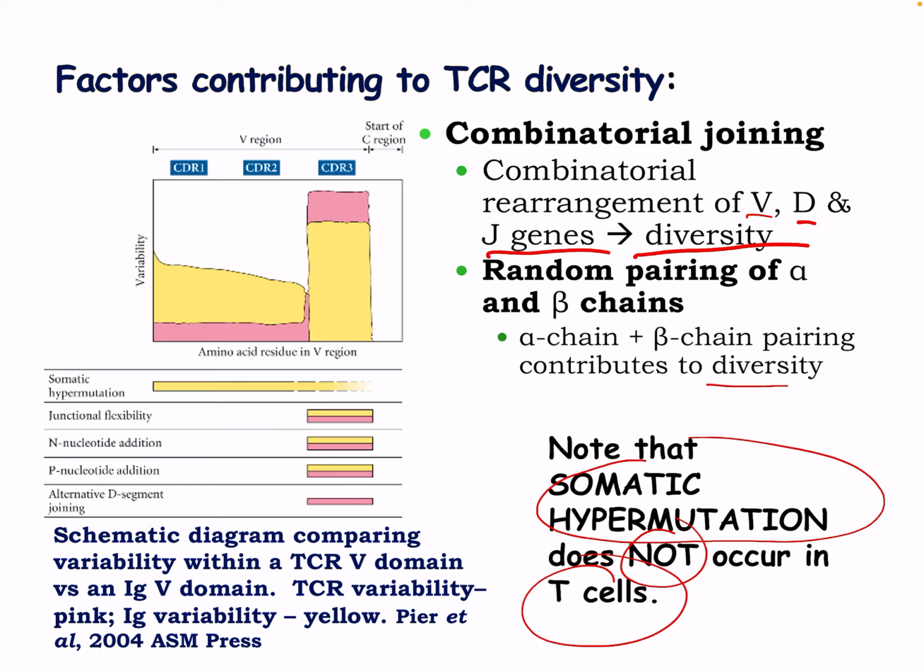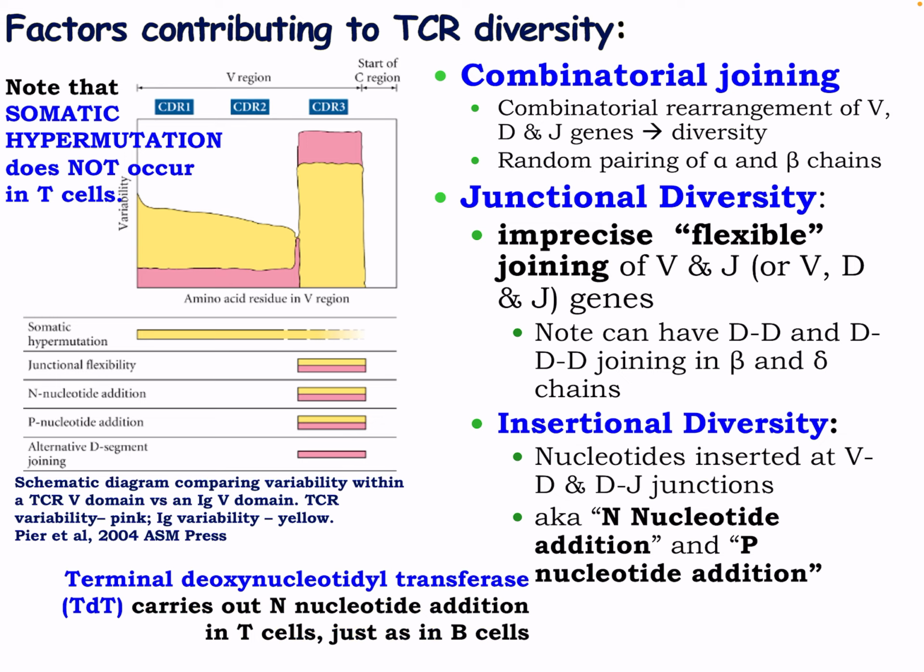And again, here I can show this is a variability graph. We can see that CDR3 has the most diversity, and this is where the changes are focused. And here are the different types of diversity that occur. There's also insertional diversity, where nucleotides are inserted at the V to D and D to J junctions, aka the N nucleotide addition, or the P nucleotide addition. We also have junctional diversity, where we have imprecise flexible joining of the V and J, or V, D, and J.